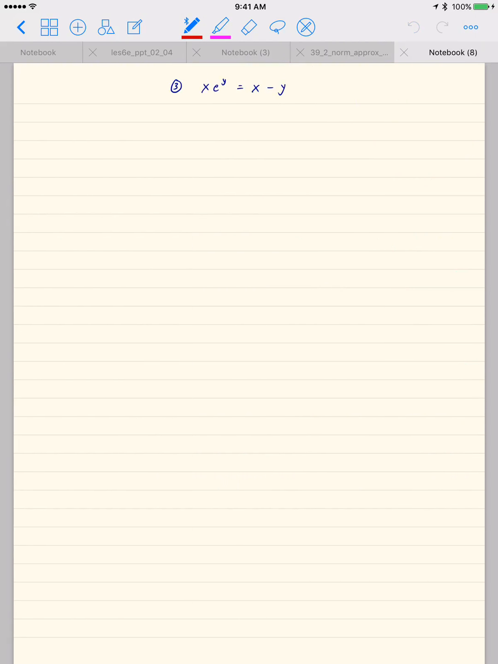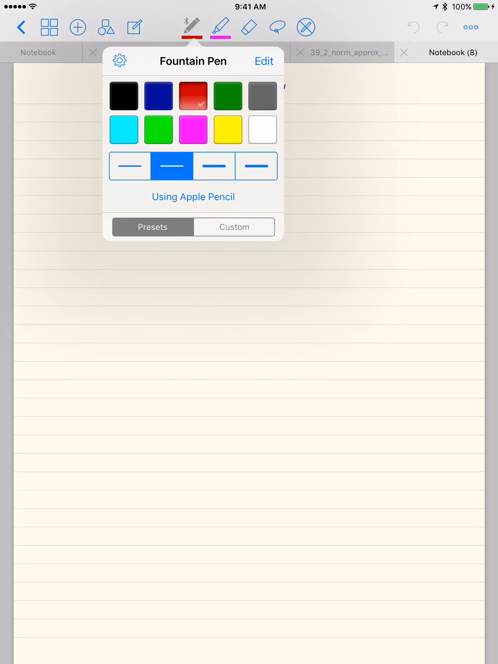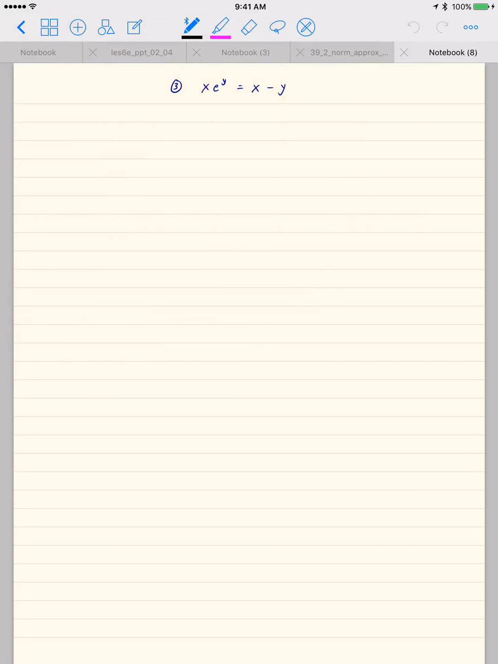This third example shows one where it's not easy to solve for y, right? So even if you try to say, oh, I just feel more comfortable solving for y, you're not going to be able to do it. I'm not going to be able to do it, okay? So let's jump into it.